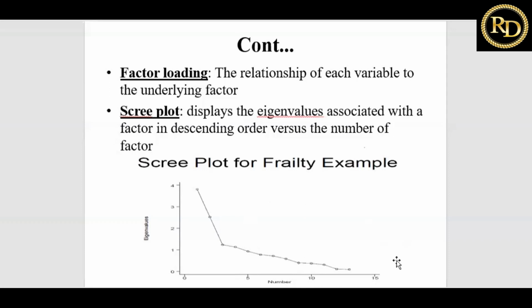And another way is that from this scree plot you decide how many factors you would be requiring. So you will find whether you require 2, 4, or 5 factors from this graph only.